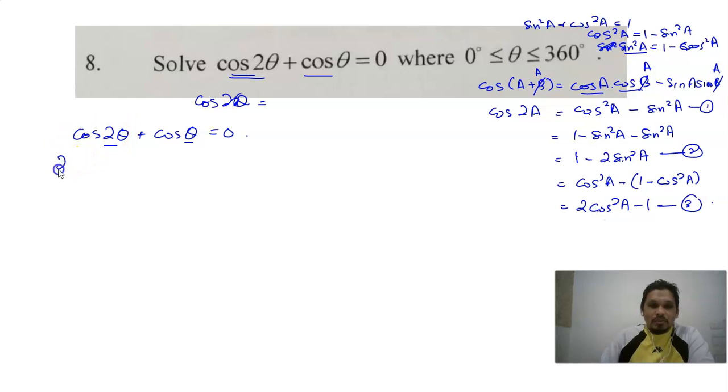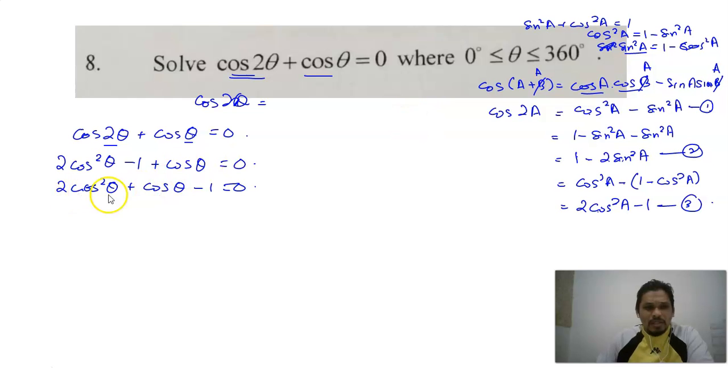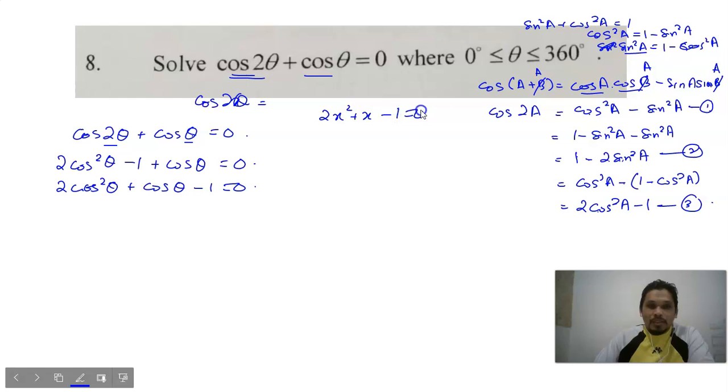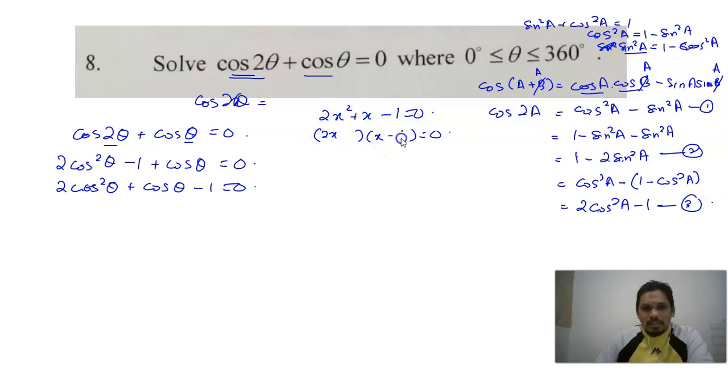Cos 2 theta equal to 2 cos square theta minus 1, plus cos theta equal to 0. Then 2 cos square theta plus cos theta minus 1 equal to 0. Okay, look at this equation here now. It's just like 2x squared plus x minus 1 equal to 0. So we can factorize this, and we get 2x and x, and then minus 1, plus 1.